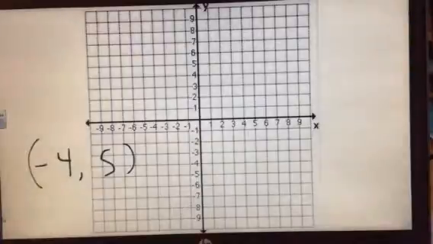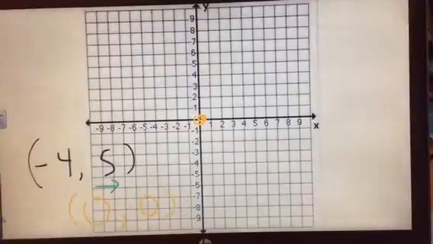Now let's plot the points using the given coordinate. We always start at the origin, which is 0 value on the x and 0 value on the y. If on the x the number is positive, we move to the right. If it's negative, we move to the left. For the y values, if it's positive, we move up, and if it's negative, we move down.